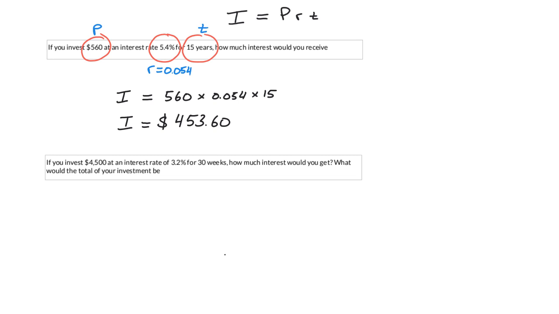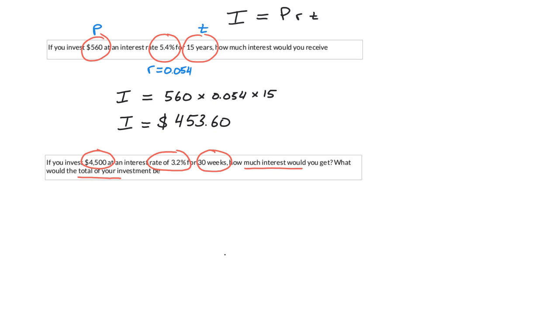The next question is saying if you invest $4,500, that's an important piece of information, at a rate of 3.2% for 30 weeks, how much interest would you get? And there's also a second question. What is the total amount of your investment?